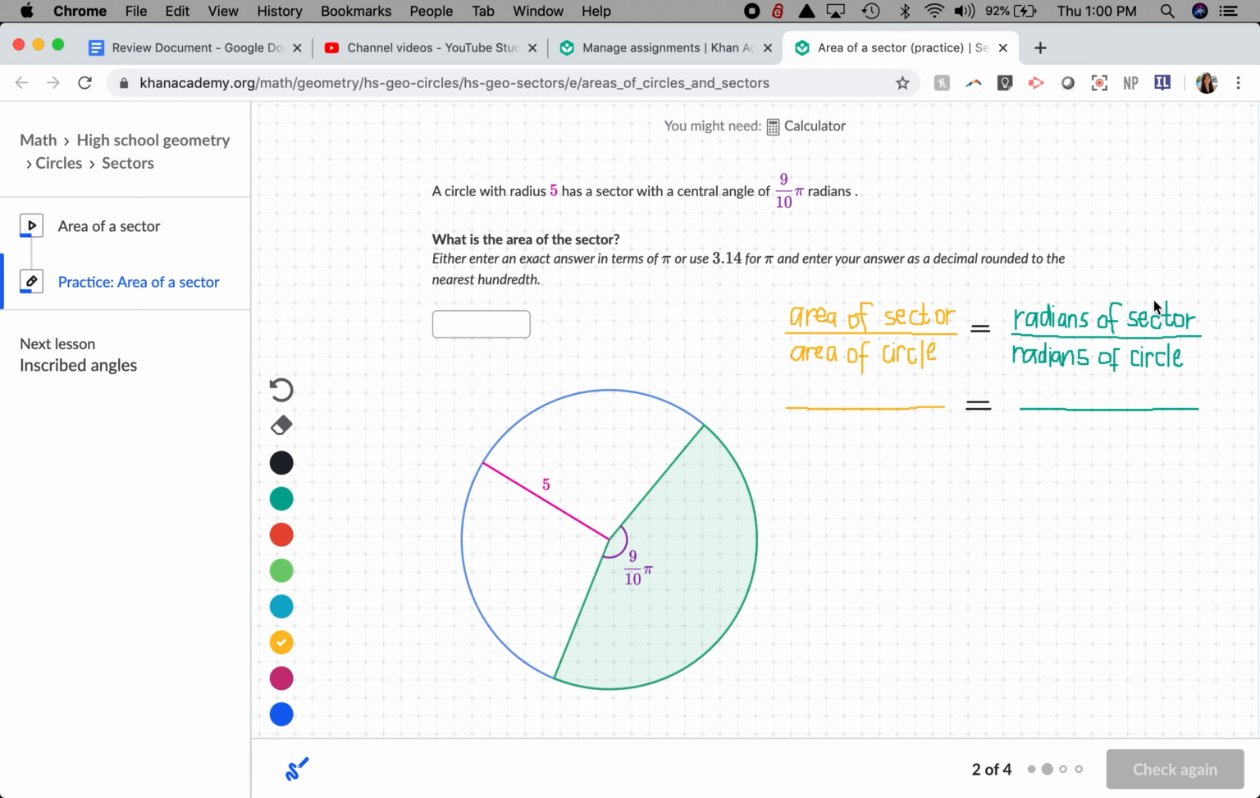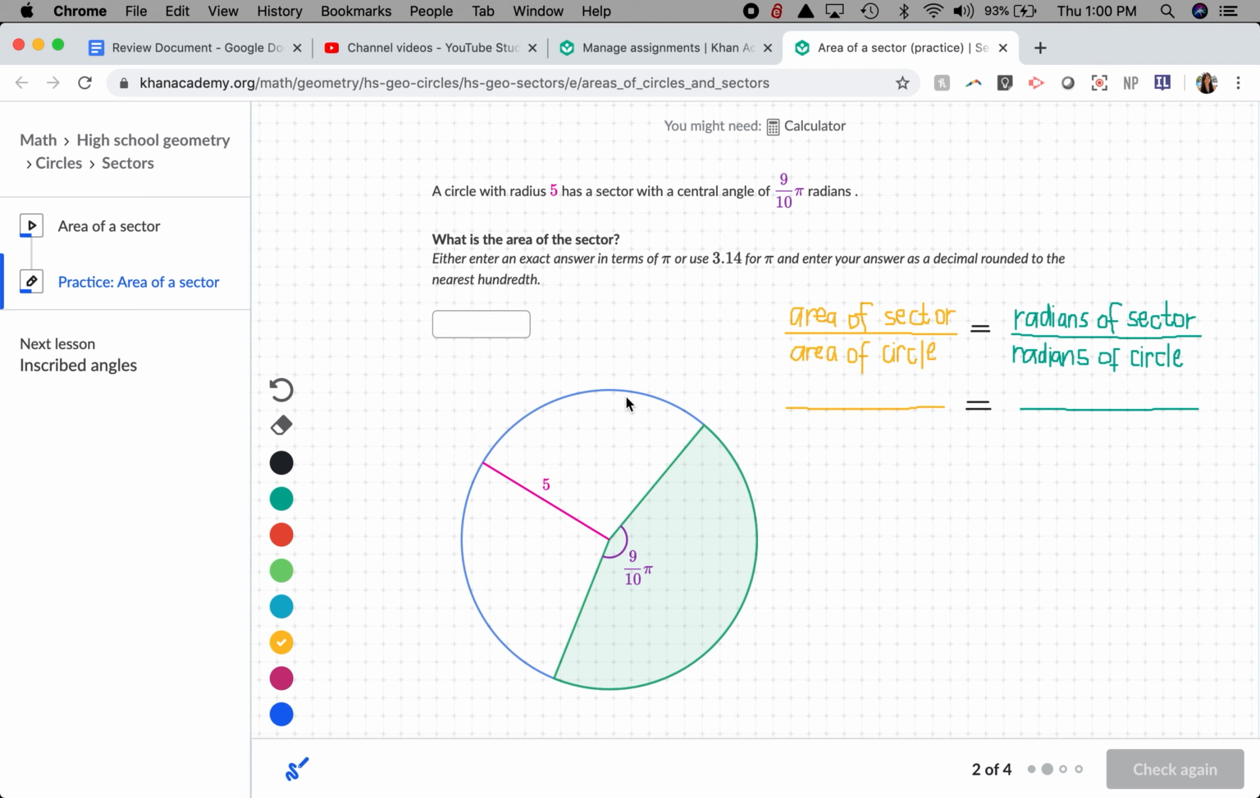So what I've done here on the right side of my screen is set up a ratio. On the left side, I am putting everything that's relating to area, where the area of the sector is in the numerator and the area of a circle is in the denominator. On the right side of my equation, I have the ratio of radians of a sector over radians of circle. And you should be able to notice that in the numerator, we're talking about the sector, so only this part right here shaded in light green. And in the denominator, we're talking about the whole circle.